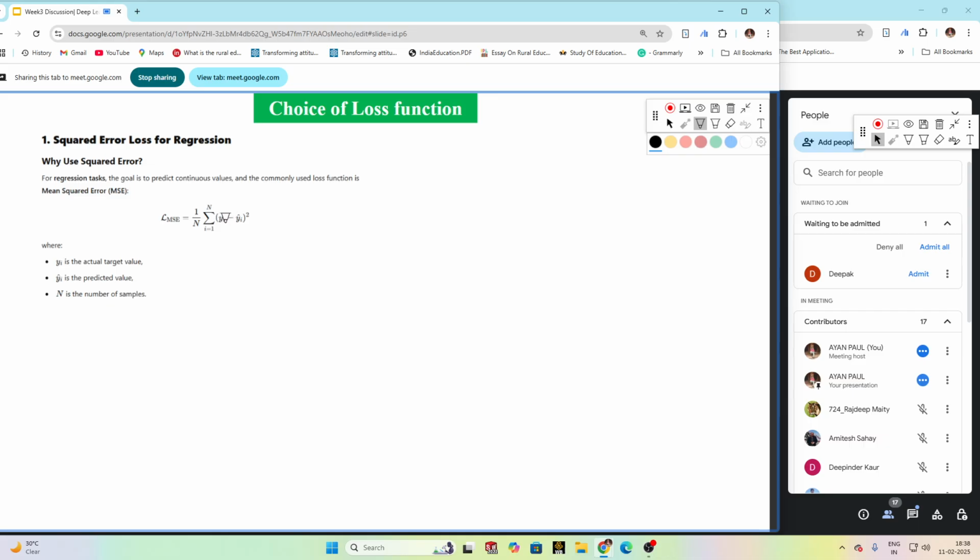We are dividing it by the number of points that we are using, so this is 1 by n, sigma of yi minus yi predicted, whole square. We are doing this for all the points. So that is the squared error, and we use this mean squared error for the regression task.